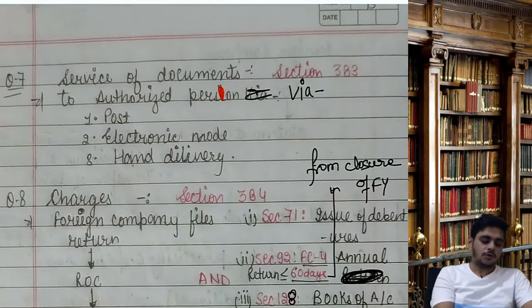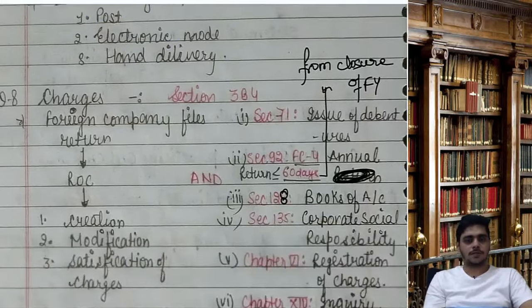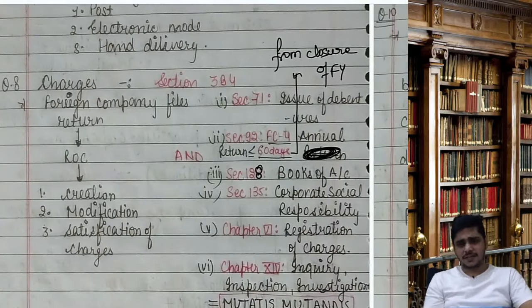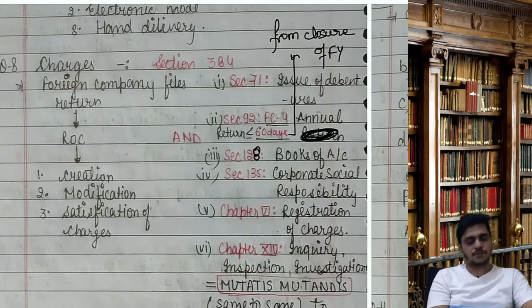383, service of documents. How will you serve? To the authorized person, either by post, hand delivery, or electronic mode. Then section 384, charges. A foreign company shall file returns to the ROC in respect of the creation, modification, and satisfaction of a charge.